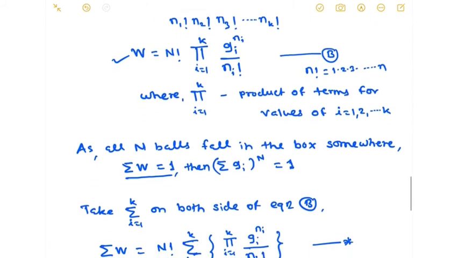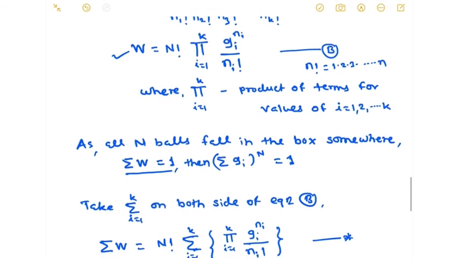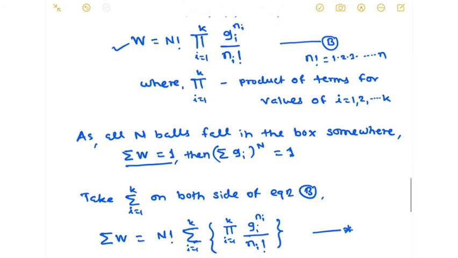If we take equation B, the summation of W is equal to n factorial, since n is constant, times the summation of the product term, i equal to 1 to k, of gi raised to ni divided by ni factorial. Now here, this total term on one side of the equation, we use directly from the multinomial theorem.